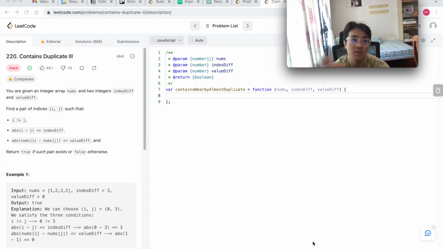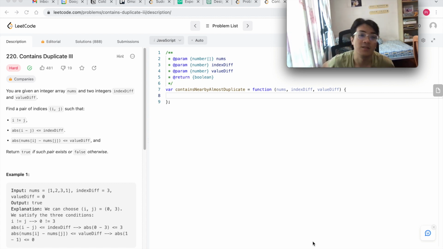Hi guys, so today we're going to do a tutorial of this question, LeetCode 220, Contains Duplicate III, right?